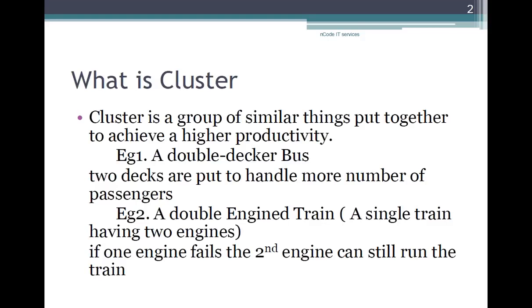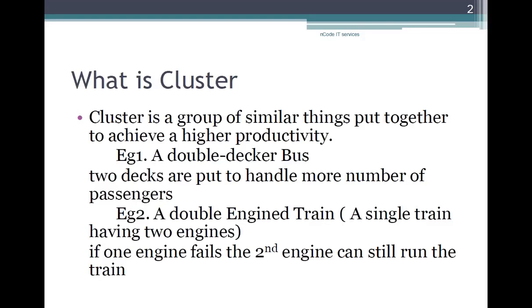Now if you take, for example, I have given two examples here that are kind of clusters. A double-decker bus kind of thing. In a double-decker bus, we have two layers where people can actually sit. So we are doing that to accommodate more passengers. So that's a very simple cluster kind of thing, but the target here is to handle more passengers.